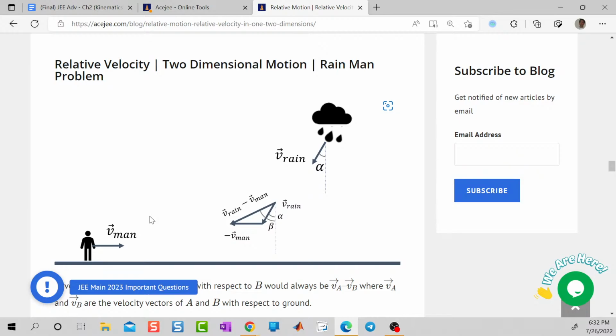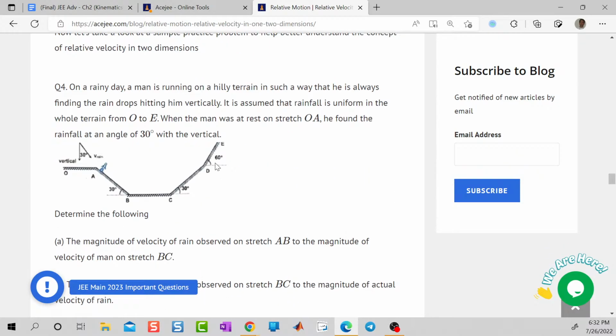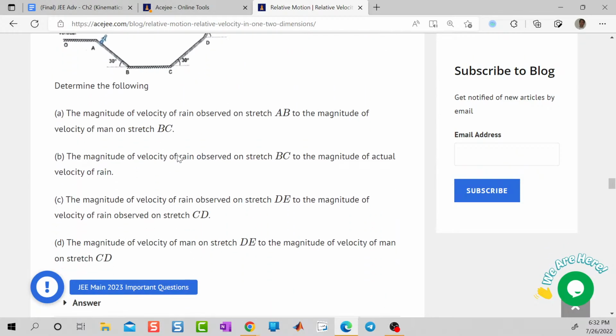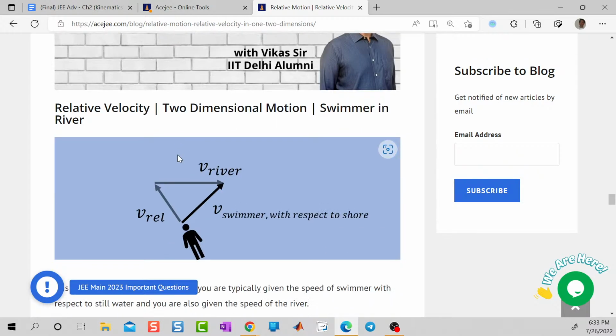Now, when you try and think about the relative velocity of rain with respect to the man, then we will see how do we do that, right? So again, the same relationship will apply, VA minus VB, okay? So they will learn to use vector algebra to figure that piece out. And then we'll test ourselves with some interesting problems. I think this is a fairly good problem. So we'll do that. And then we will jump into swimmer and river.